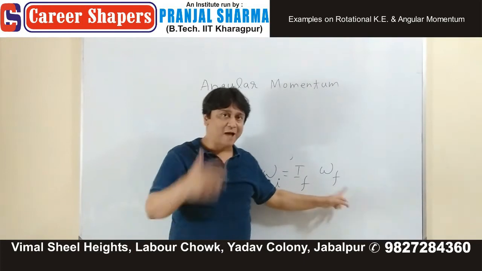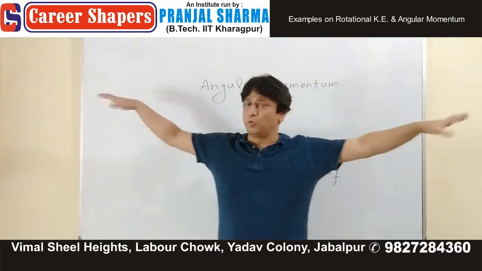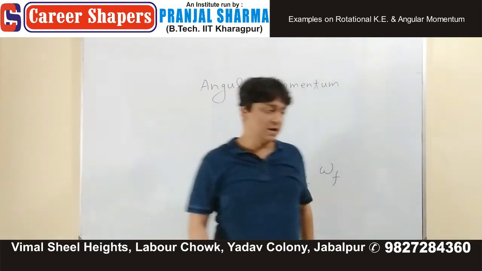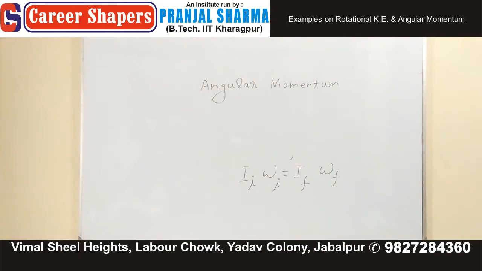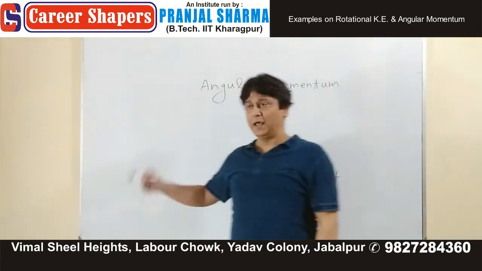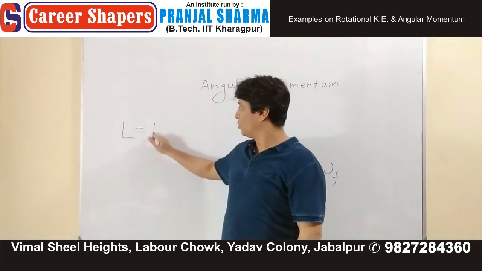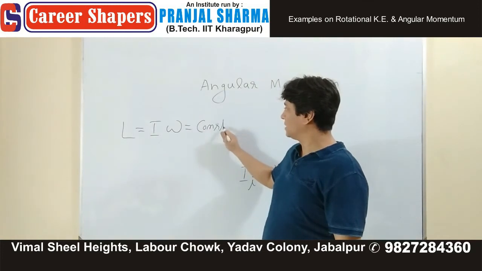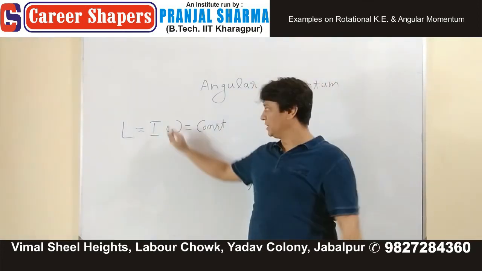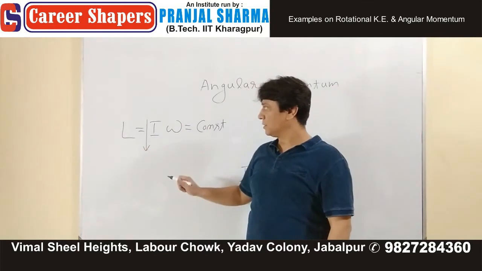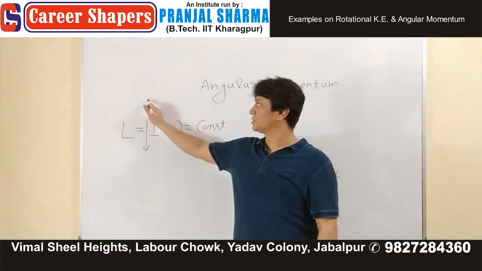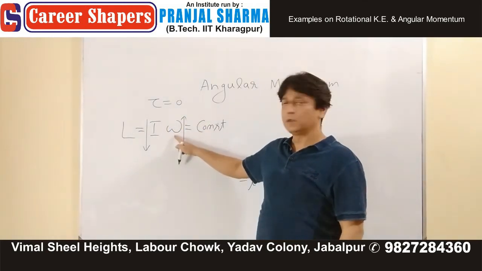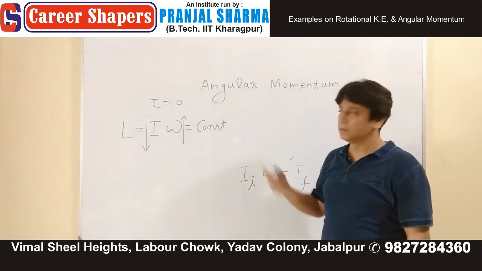Conserved. But what happened when you folded your arms? जो मास दूर था वो पास में आ गया, और जब मास पास में आएगा तो मोमेंट ऑफ इनर्शिया क्या हो जाएगा? Decrease. So L is I omega, but this I omega is going to remain what? Constant. Now, folding arms means you are decreasing I, but you have to keep your L constant because there is no torque. The only thing you can do is increase your angular velocity.